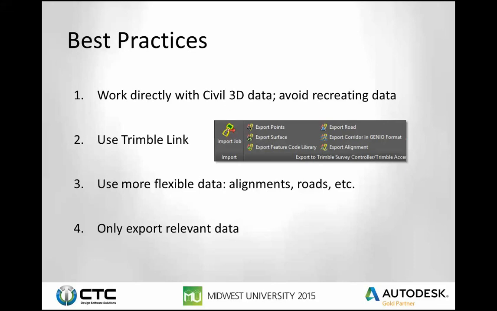Trimble Link is a great tool, and we want to use more flexible data. What I call flexible data is things like alignments and roads, as opposed to a point file where you're stuck staking at one point. I mean, in the collector you can say stake from this point to that point and then stake along that line, for example. But what if we just had the entire alignment for a whole ditch or a curb line or something like that? That's the idea here. So we want to show you some workflows around that.